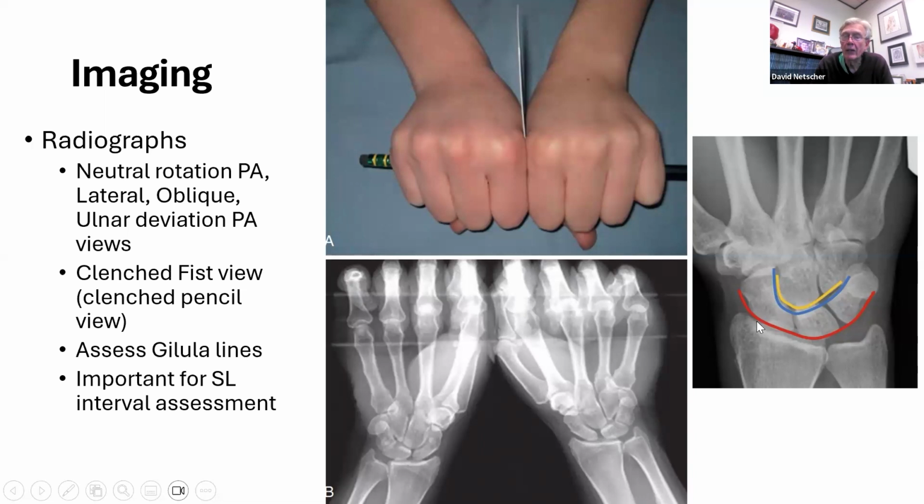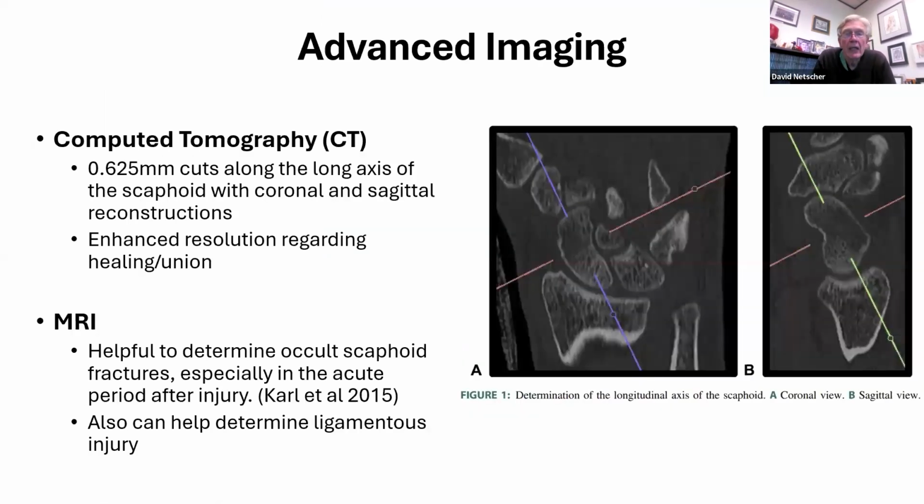And then looking at Gilula's lines, it's really just an eyeball that those are all in line. Gilula was a radiologist who had a great interest in musculoskeletal radiology at St. Louis at WashU University, and then the lines in the mid-carpal joint as well, to see that those are all nicely lined up. Advanced imaging may be necessary.